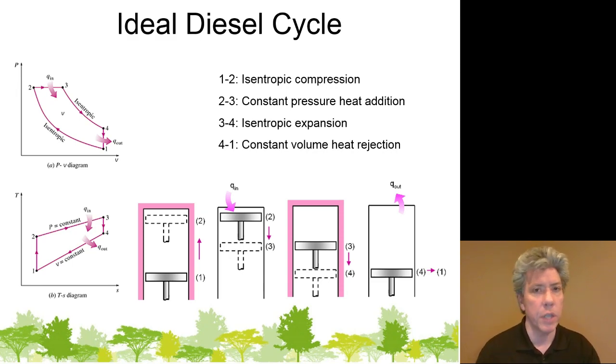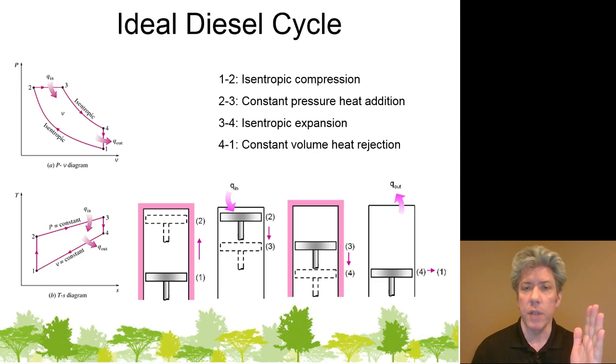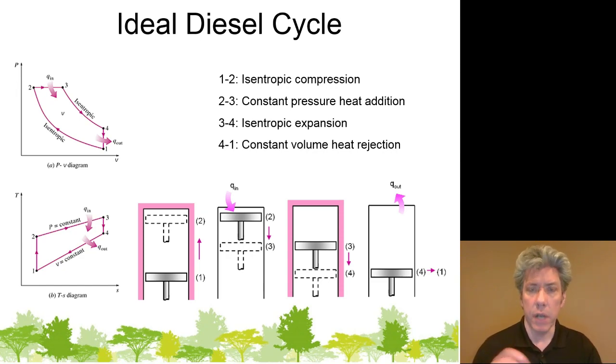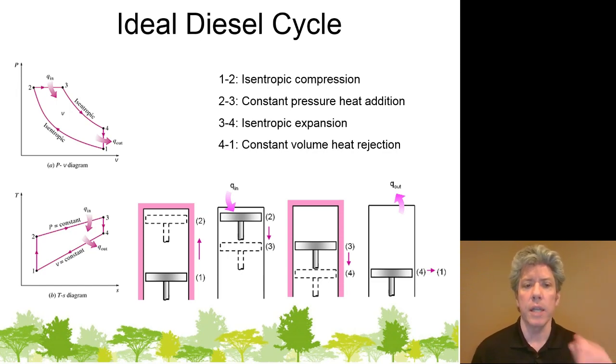So the only real change, if you notice, is that the process from state 2 to state 3, instead of being a vertical line on the PV diagram, as in the Otto cycle, is now a horizontal line. It's a constant pressure instead of a constant volume process. So you'll notice on the TS diagram, the process from state 2 to 3 is now labeled P equals constant, in other words, pressure is constant, instead of V equals constant, or in other words, constant volume.